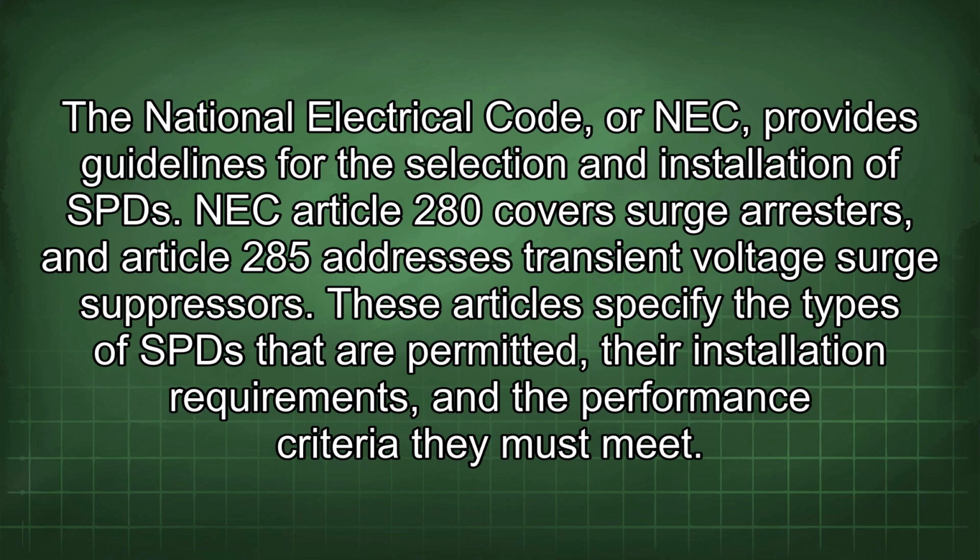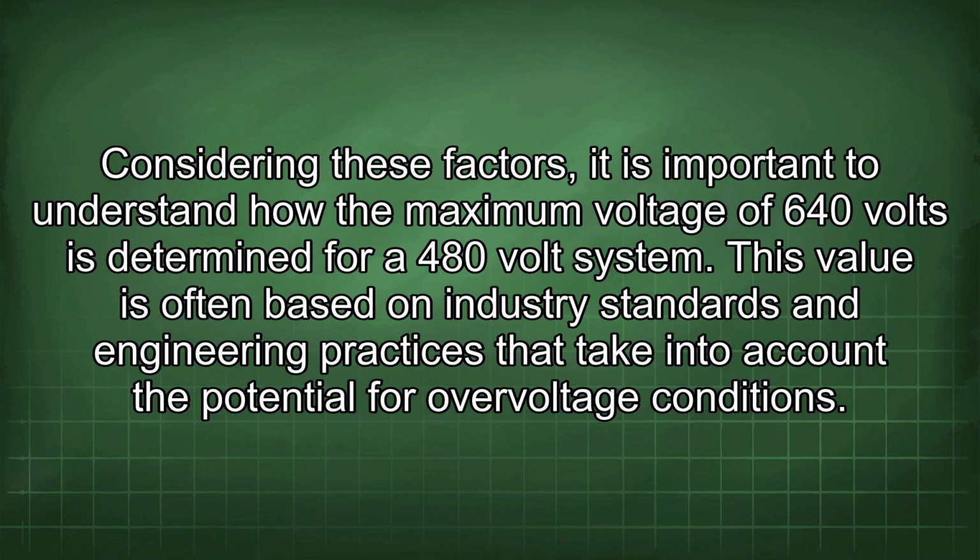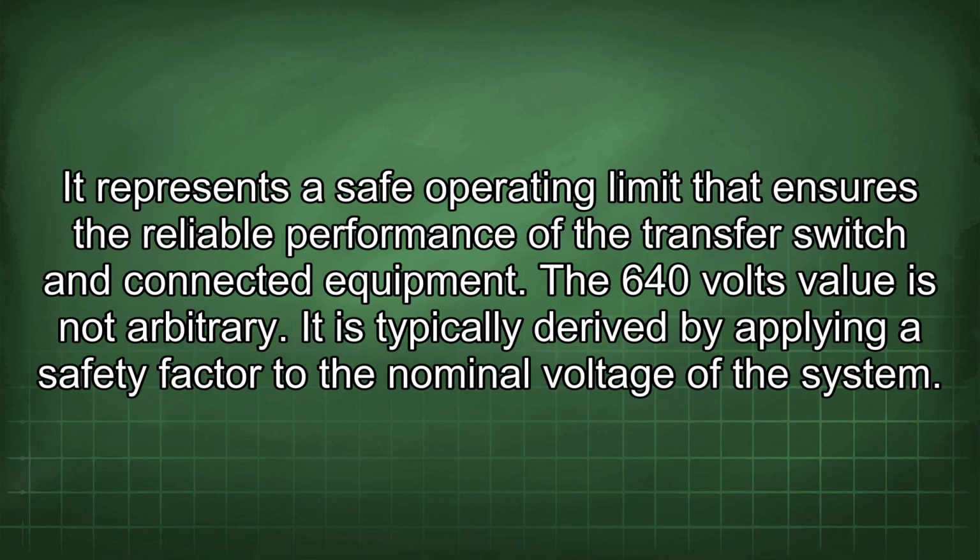NEC Article 280 covers surge arresters, and Article 285 addresses transient voltage surge suppressors. These articles specify the types of SPDs that are permitted, their installation requirements, and the performance criteria they must meet. Considering these factors, it is important to understand how the maximum voltage of 640 volts is determined for a 480 volt system. This value is often based on industry standards and engineering practices that take into account the potential for overvoltage conditions. It represents a safe operating limit that ensures the reliable performance of the transfer switch and connected equipment.